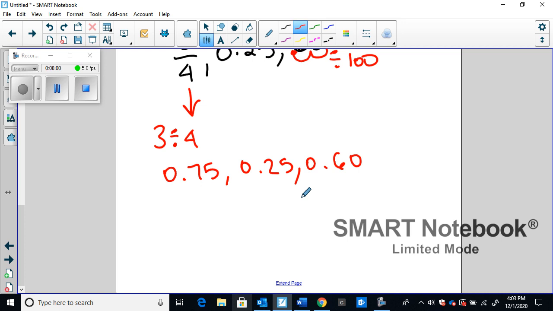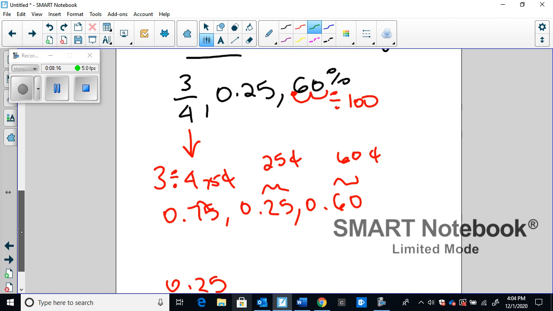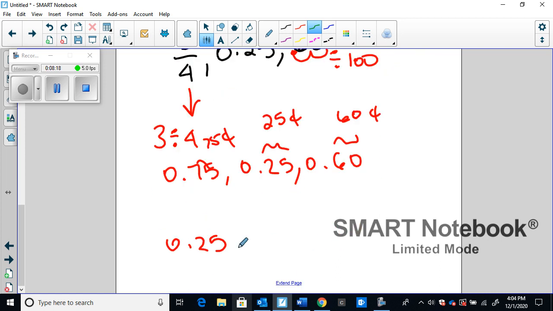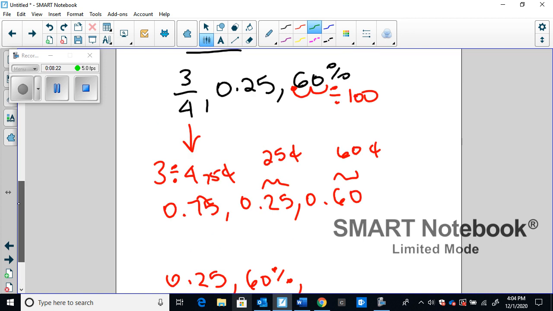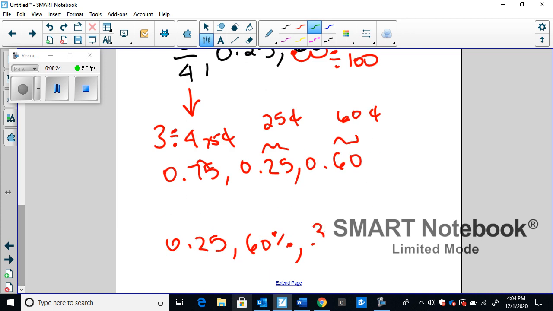And now we can order them from lowest to highest, okay? So if you think of it as money, this is 25 cents, this is 60 cents, and this is 75 cents. Which is the lowest amount of money? Well, 0.25 is the lowest amount of money. Then the next one would be 60 cents. So 60% would be next in order. And then it'd be 75 cents or 3/4. And that would be ordered from lowest to highest.